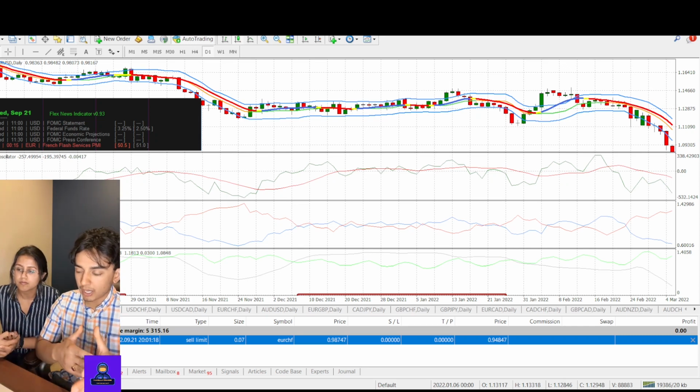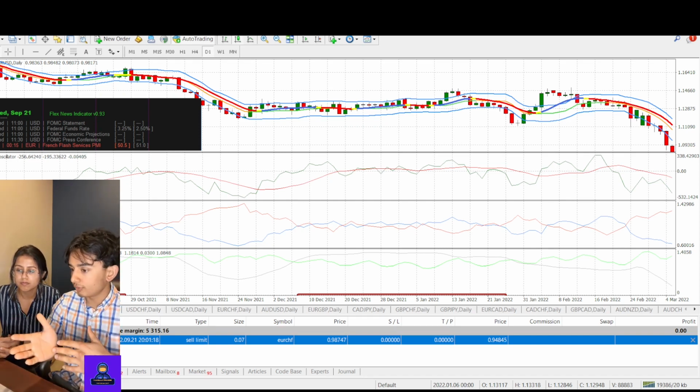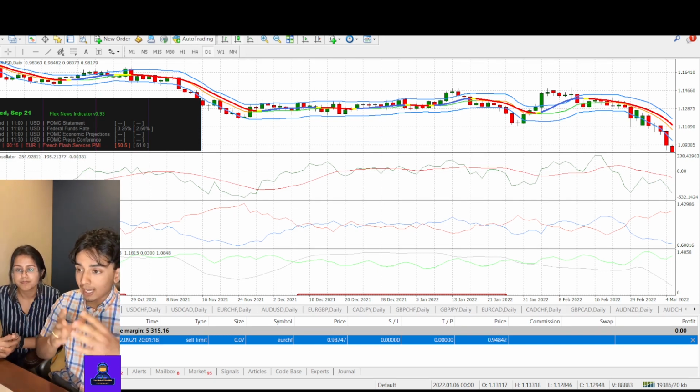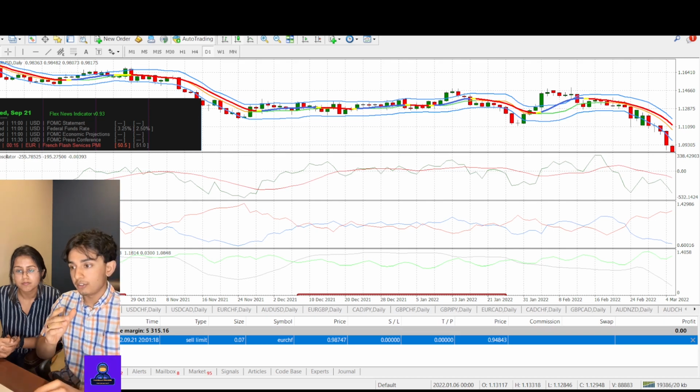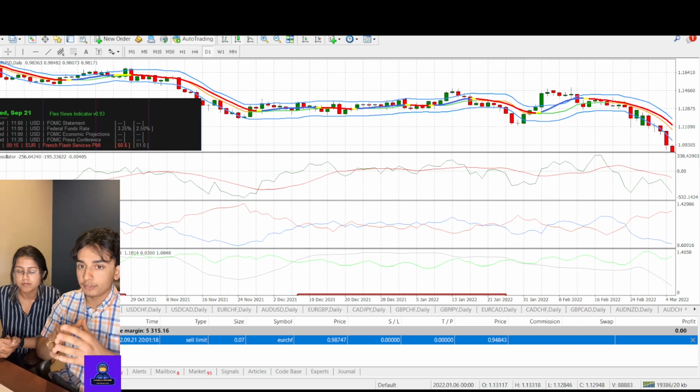Because the pair has moved a lot over the last 14 days, we're going to be setting our stop loss wider and our take profit levels wider. Now, if the pair hasn't moved very much over the last 14 days, we're going to see, okay, these aren't really wide, and we're going to have a tighter stop loss and a tighter take profit level.